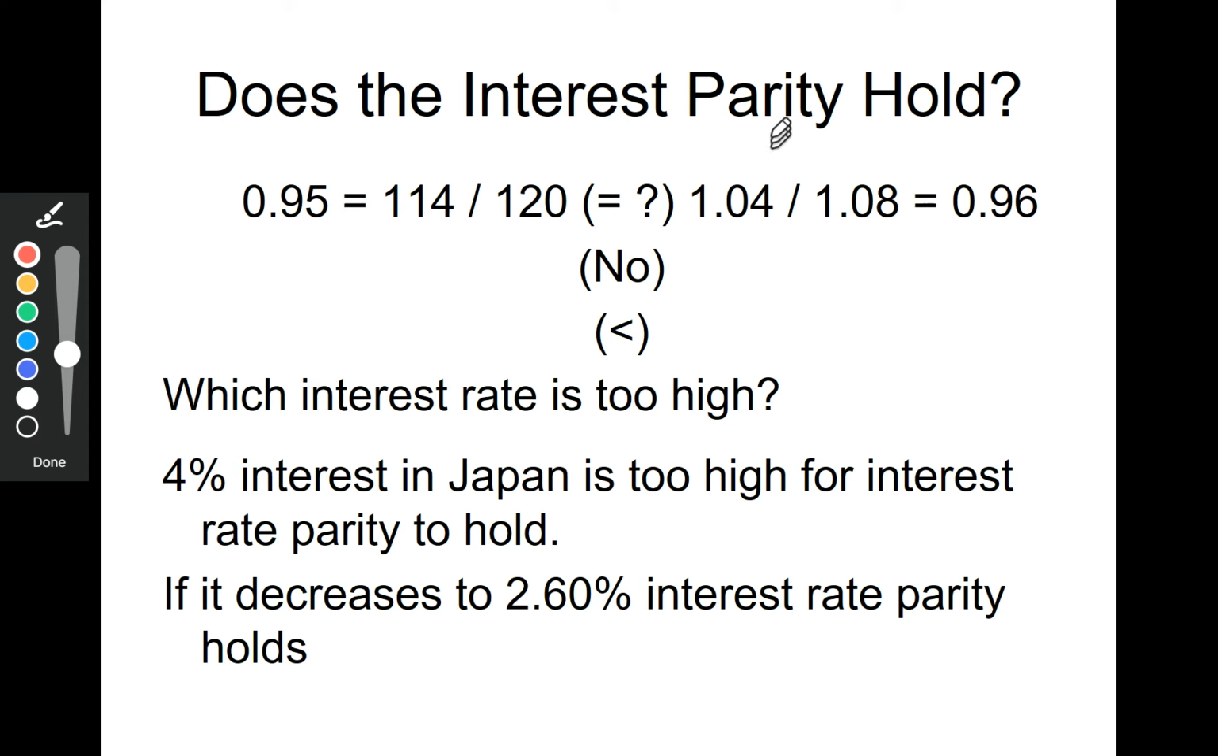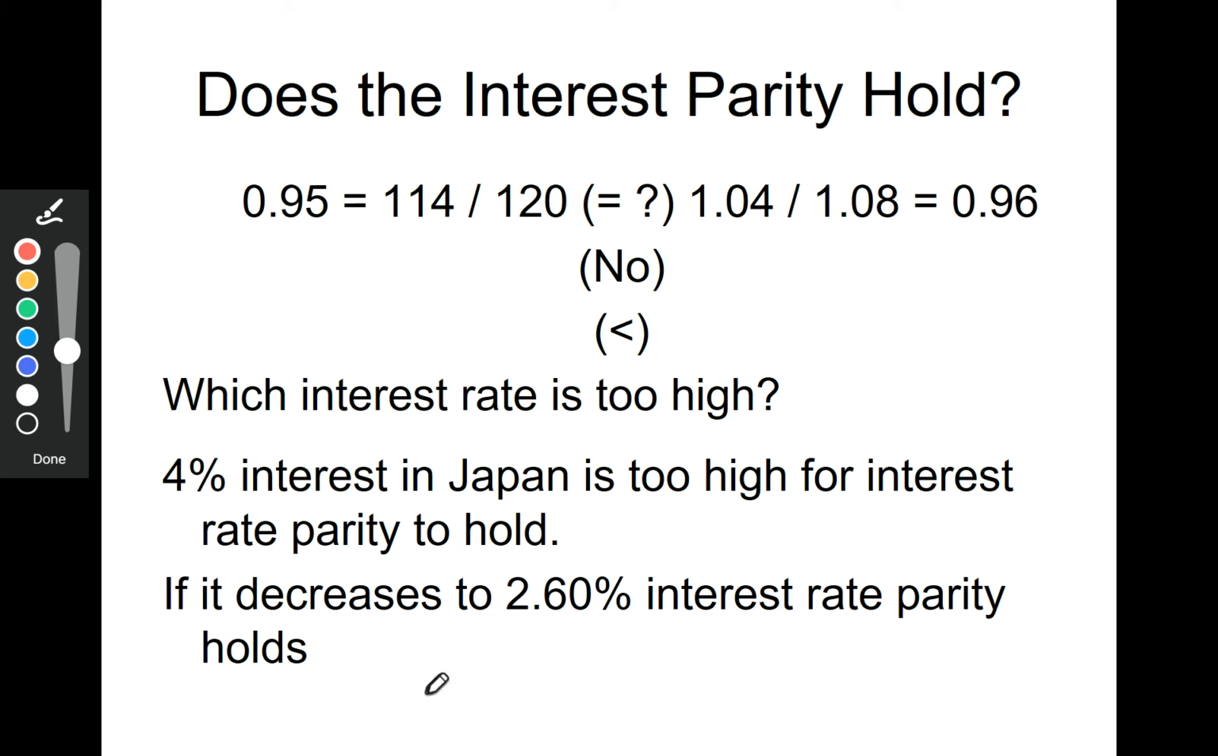Well, either 1.04 should go down or 1.08 should go up. If we divide by a larger number, we get a smaller answer. For 1.04 to go down, we are saying 4% is too much of an interest rate in Japan. It should be less than 4%. In fact, if you write 1.026 for 2.6% interest rate in Japan and you divide it by 1.08, you get 0.95 on this side.